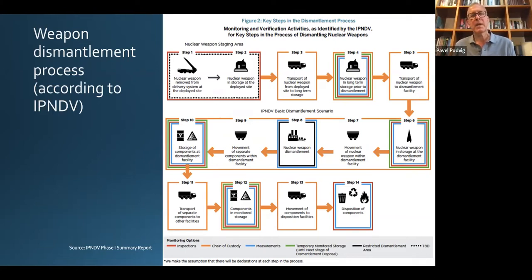This is the IPNDV, and it all gravitated toward this idea that warhead dismantlement would need to involve all these steps. You remove the weapon, you move it to some facility, you then verify the storage, then you verify dismantlement, you verify components. There are 14 steps all the way. And there is a certain kind of industry around this, I should say.